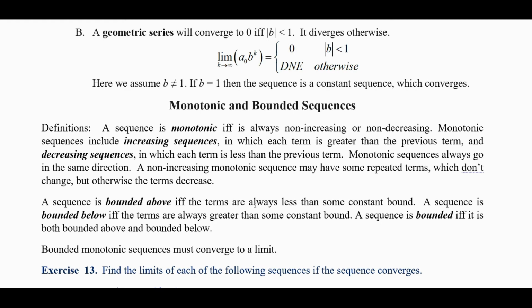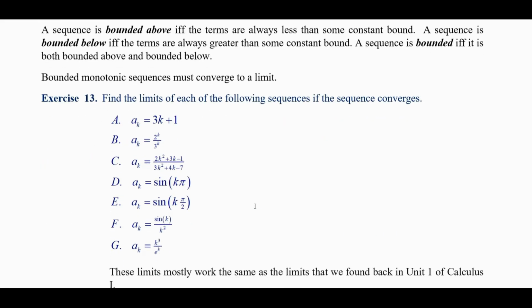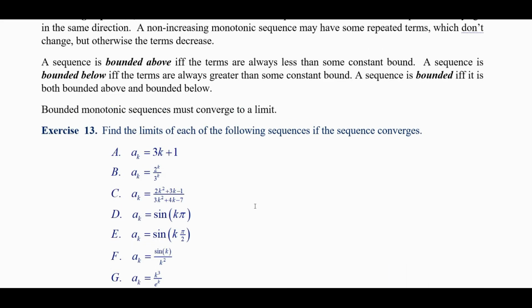So here are a few. Let's see if we can find some limits. Now, remember, you can use all your tricks from Calculus 1 on limits here as well, right? So here's several examples. The first one, a sub k is 3k plus 1. Second one, a sub k is 2 to the k over 3 to the k. Part C, a sub k equals a fraction. The numerator is 2k squared plus 3k minus 1. The denominator is 3k squared plus 4k minus 7.